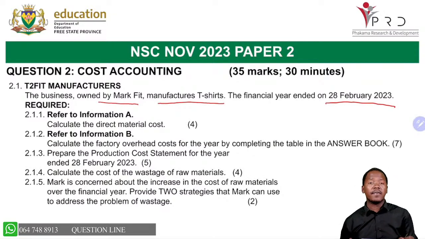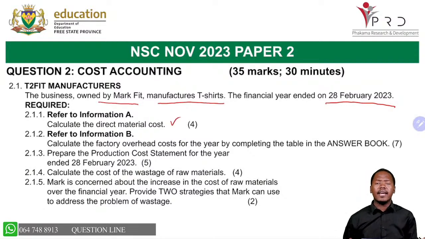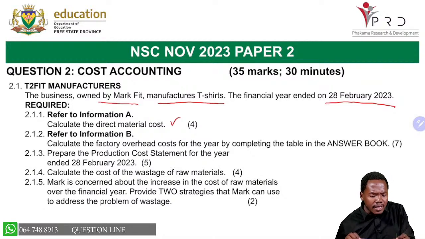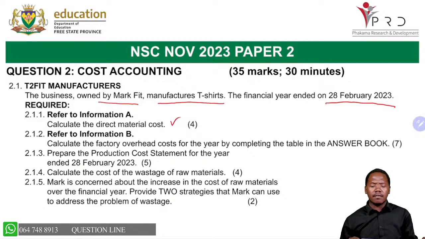Now, we are going to refer to information A. We are going to see if we can calculate the direct material cost. That is for 4 marks. And then 2.1.2, we are going to refer to information B. What are we going to be doing there? Let us see. We are going to calculate the factory overhead cost for the year by completing the table in the answer book. And then 2.1.3, we are going to prepare the production cost statement for the year ended 28 February 2023.